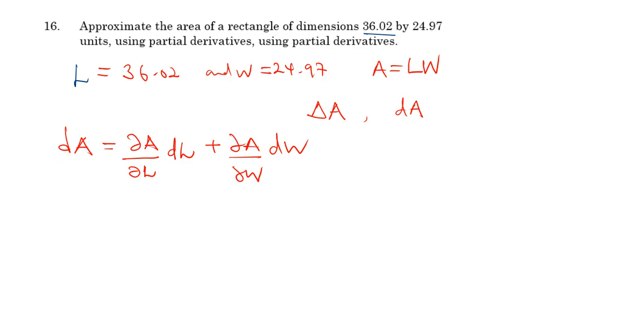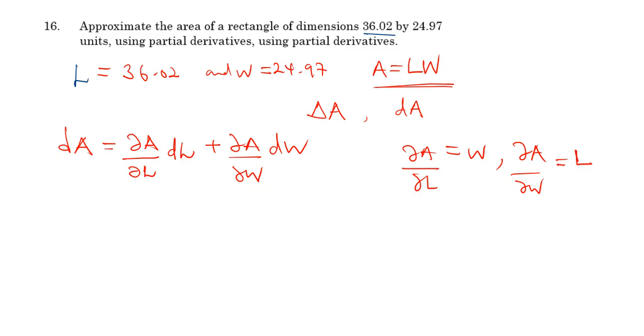Now, what is the partial of A with respect to L, and the partial of A with respect to W? You can see my A is here, so I can find that. Looking at my A, I differentiate with respect to L, and I remain with W. I do the same for the partial of A with respect to W: I differentiate W and I remain with my L.